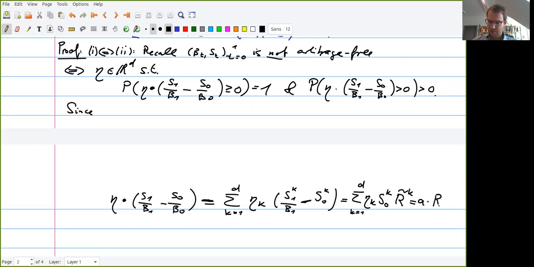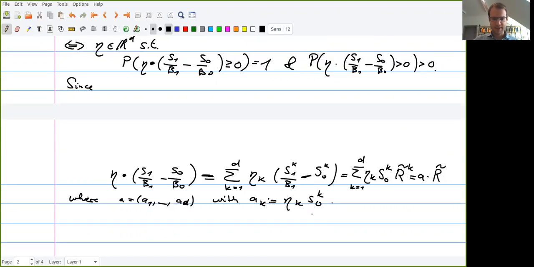So this is nothing else than A times the vector of discounted returns, where we take A to be the vector, well, this is just A_k, so A_k has to be by definition eta_k S_0^k. All right. Okay. Oh, sorry.